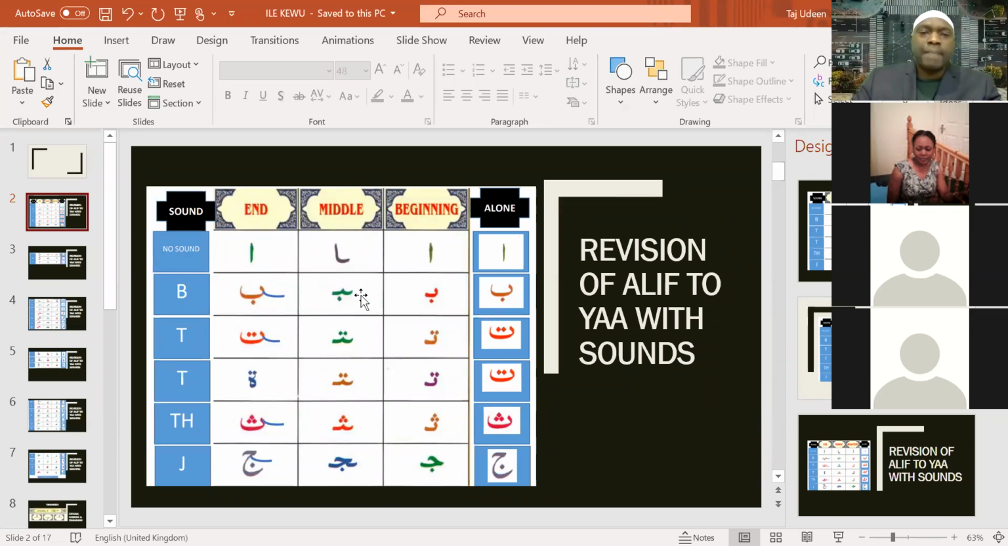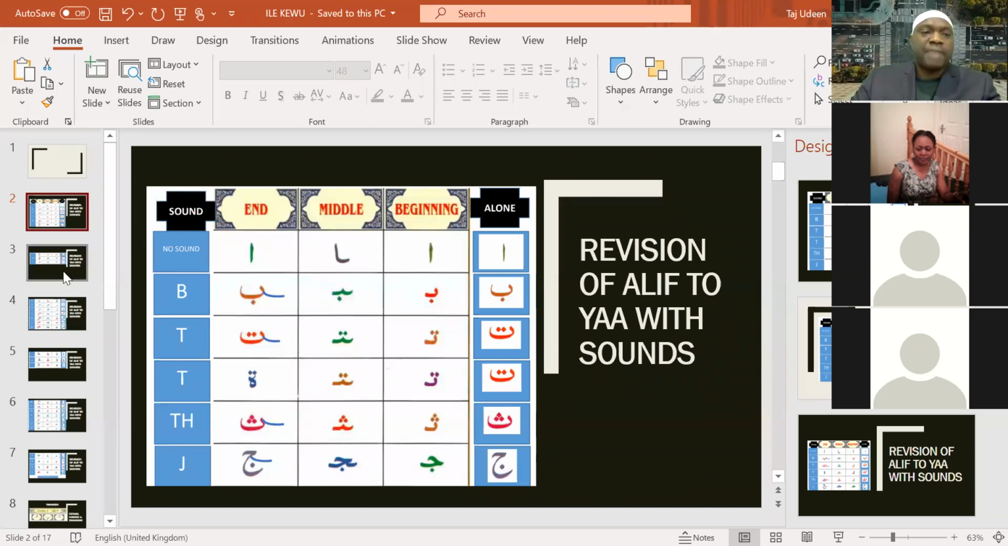Ba, ba, ba, ba. We see Ba has just one dot under, and the Ba sound is B all the time. Ta has two dots on the top at the beginning, middle, and the end, and it sounds T. Then Ta, this is also Ta. This is what you call a round Ta, okay, and it also sounds T. Then Tha, Tha has three dots on the top. Anytime you see three dots, it sounds Th.